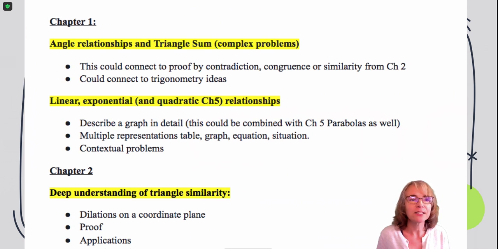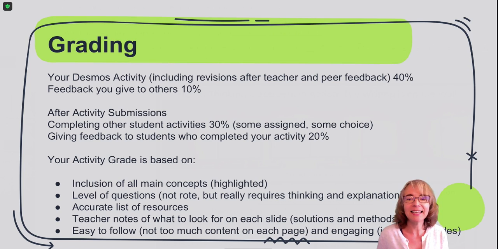So this is kind of what it looked like. Each chapter had 1 or 2 big ideas and then some ideas for bullet points for them to use in their activity builder. And I encouraged them to connect the concepts between the chapters. And then I gave them the grading and asked for any feedback.